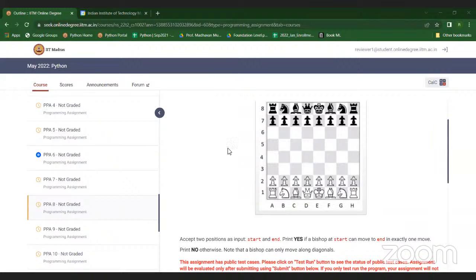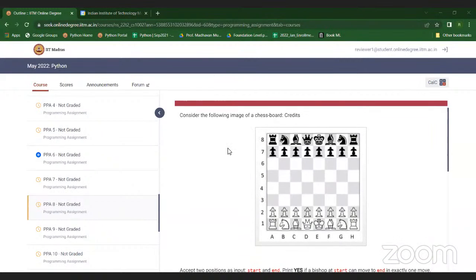Sir, I have done it, but only 2 private cases are passed. Can I share my code? We will look into it. Let others solve the problem, and we will look into it.